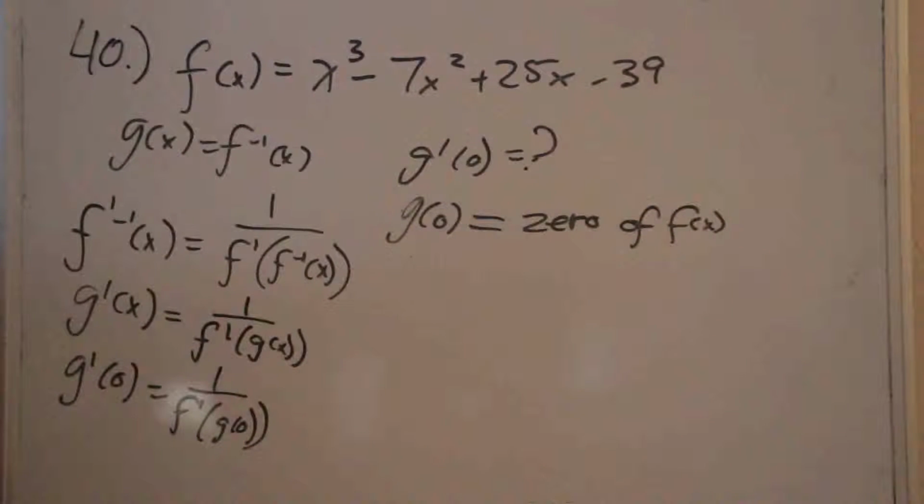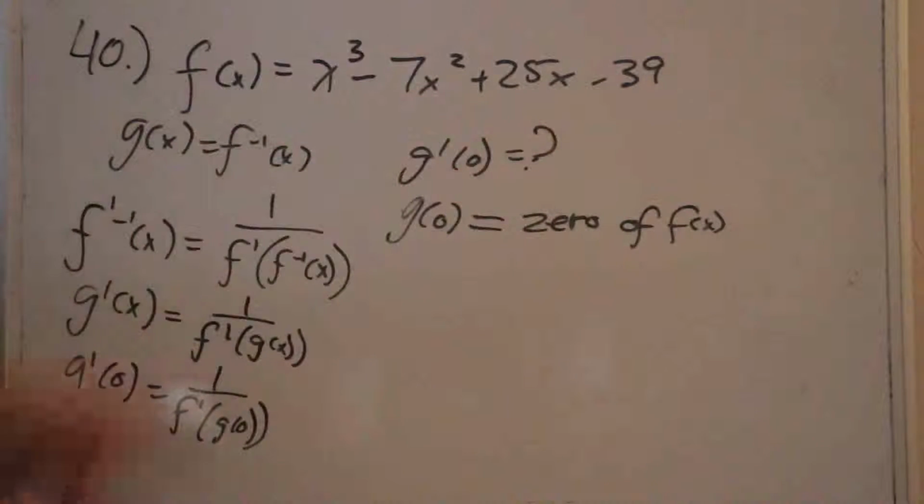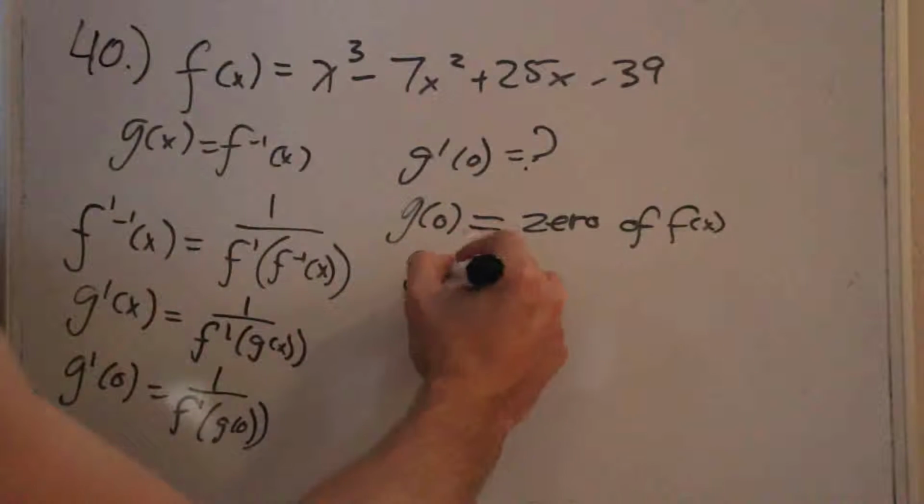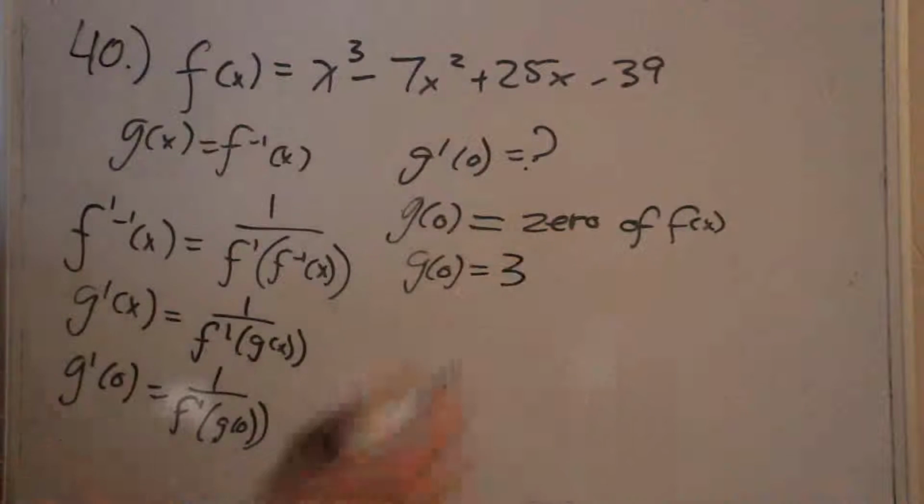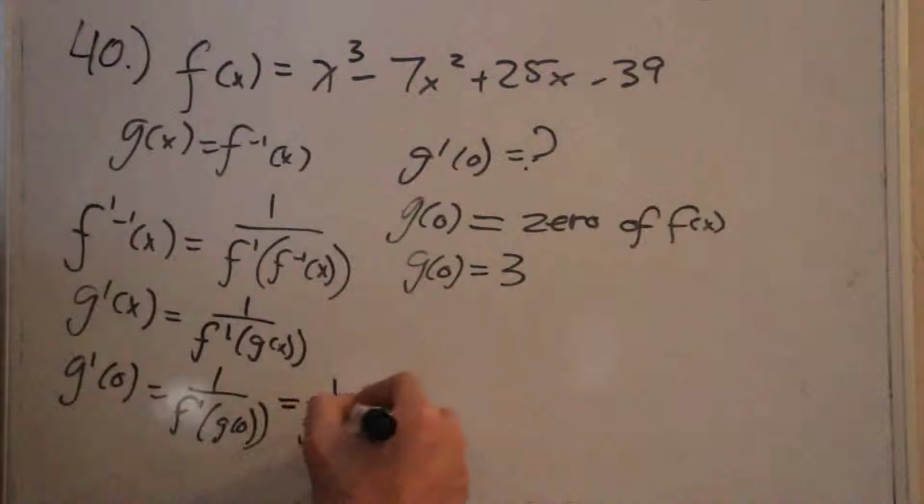Okay, so I have to find the 0 of this function. Now, to do this by hand is not the easiest thing in the world. You kind of have to do quadratic equation, but we don't have to do that because we have our calculators. So all we have to do is just find the 0 of this function. g of 0 will be the 0 of this function, so we just plot this function in our calculator and find the 0. And we end up finding that g of 0, or the 0 of this function, is equal to 3. Okay, so we now have g of 0, so I can say 1 over f prime of 3.